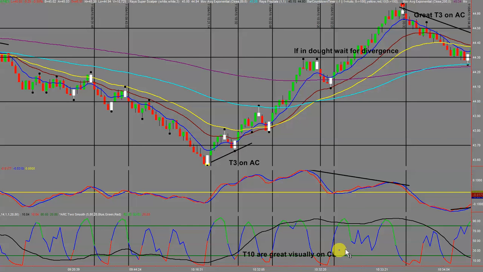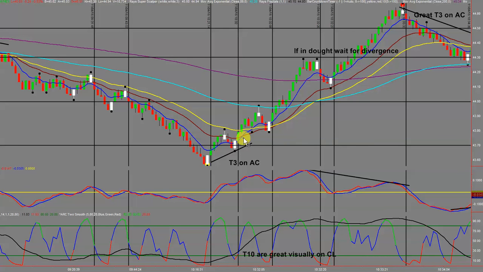Okay, and T10s are great visually on oil. If you notice, they look really good on oil. And you know, certain markets don't appear to be as good, but on oil it works a treat. And T10, of course, is where you've got a rising long-term stochastic, short-term kicked down and kicked up.